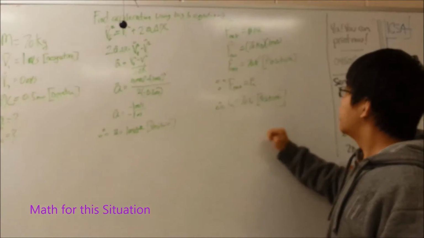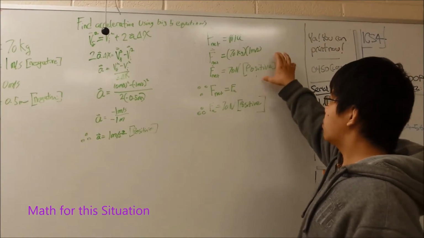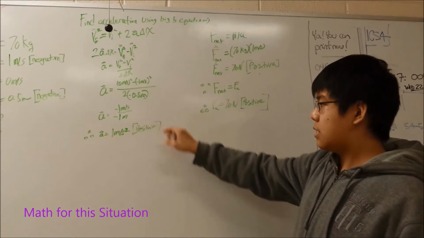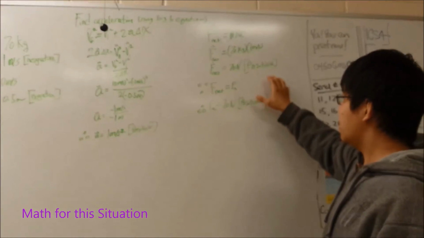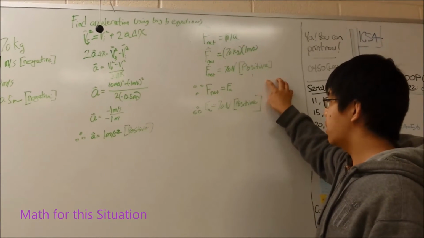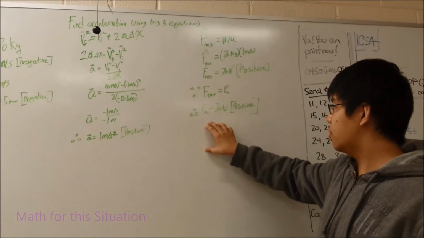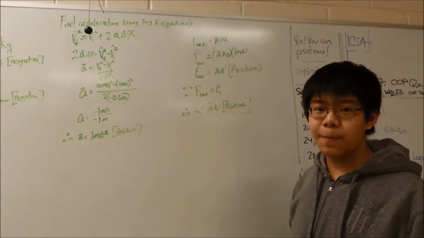To find the net force, we use the equation F net equals mass times acceleration. So after plugging in our mass and the acceleration we find that the net force is 70 newtons in a positive direction. And since the net force is equal to the force applied, we can conclude that the applied force is equal to 70 newtons in a positive direction.